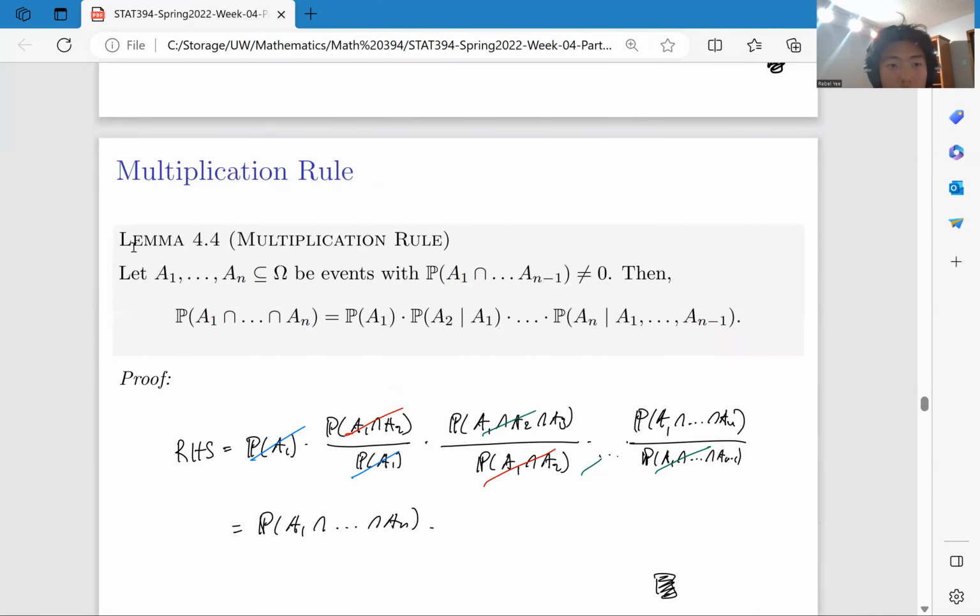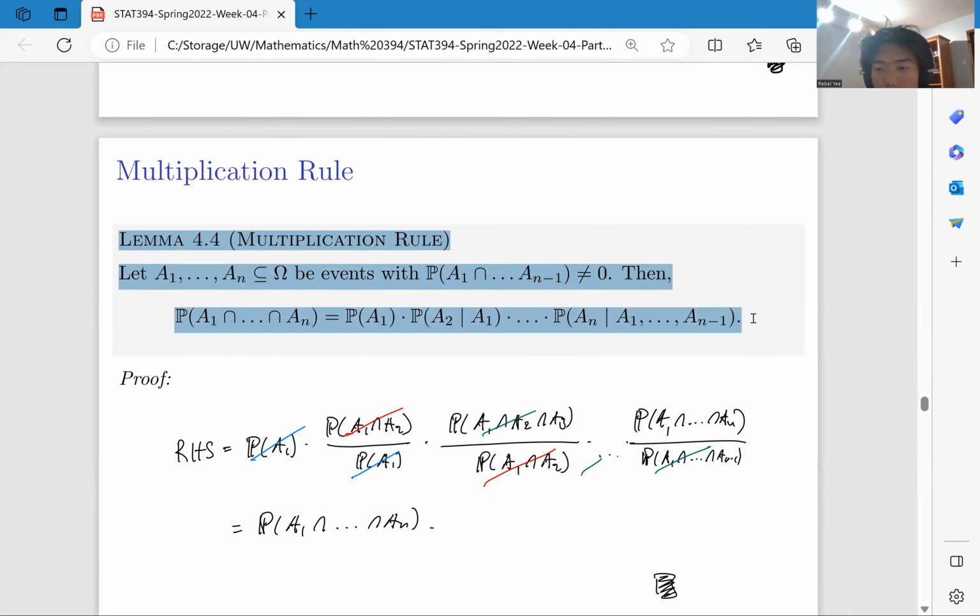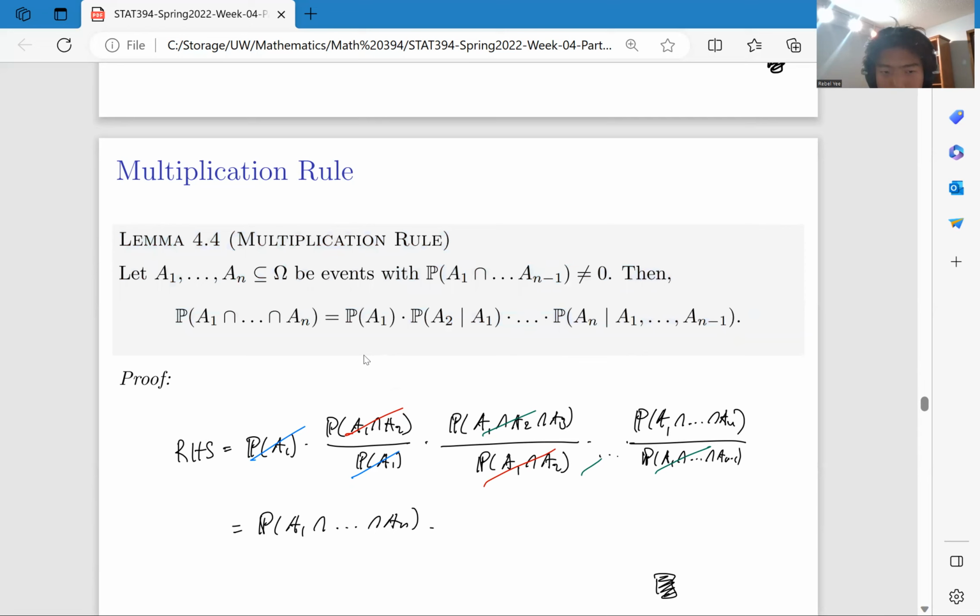And there's a very interesting formula I want to introduce. If A1, A2 to AN are events with probability of the intersection of A1 through AN greater than 0, then I don't think this is really important. They are just events, just events from A1 to AN.